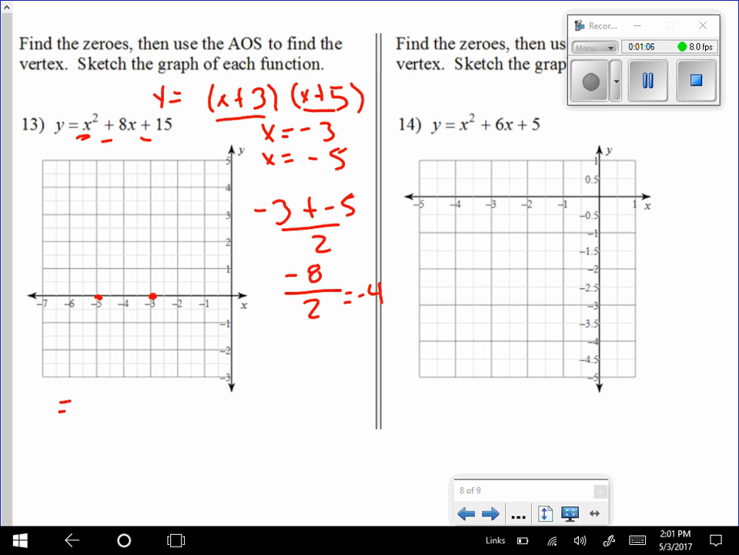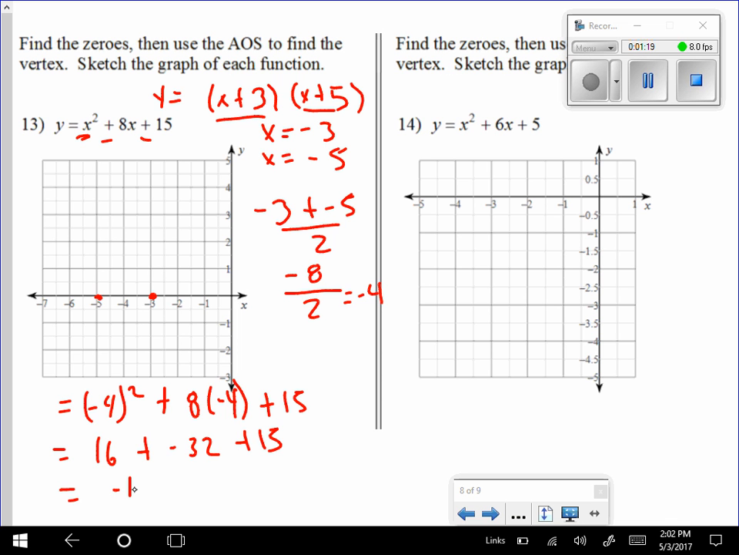So I'm going to plug that in to get my y value. -4 squared plus 8 times -4 plus 15. 16 plus -32 plus 15. -16 plus 15, which gives you -1. So -4, -1, and boom, nice and easy.